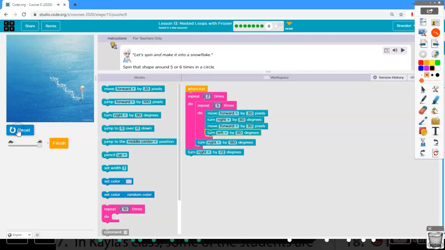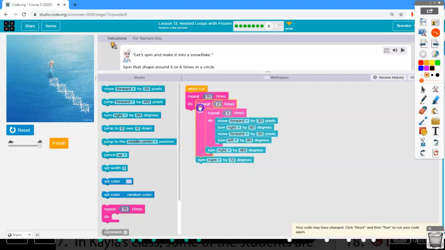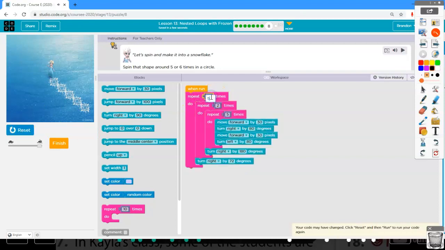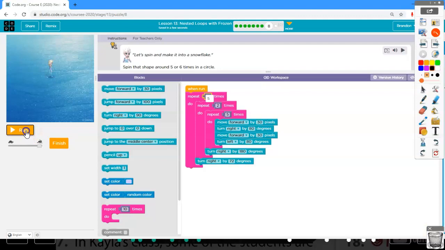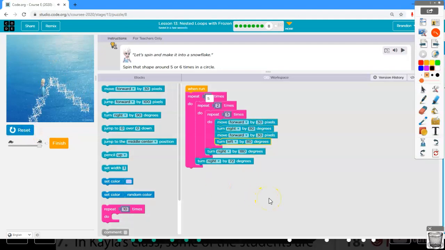And make sure she's turning first. Yeah, she's in a different direction now. So we're going to throw this all in a repeat loop of 5. And let's see how it turns out. We've made a different kind of snowflake now.